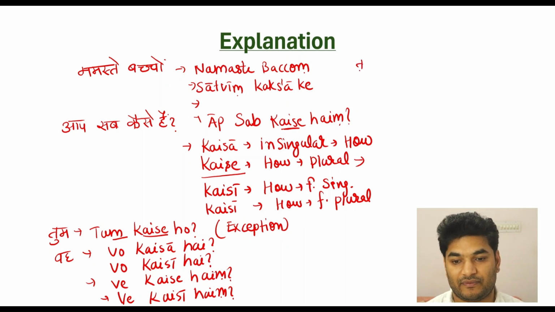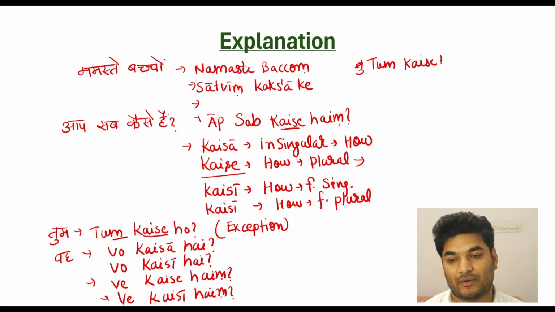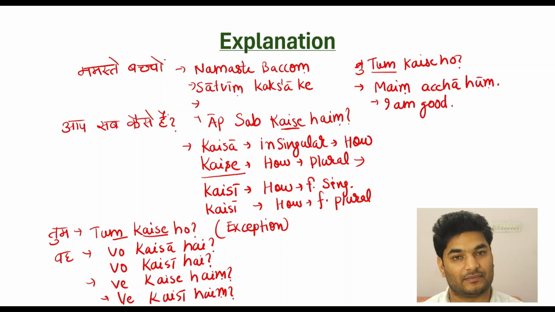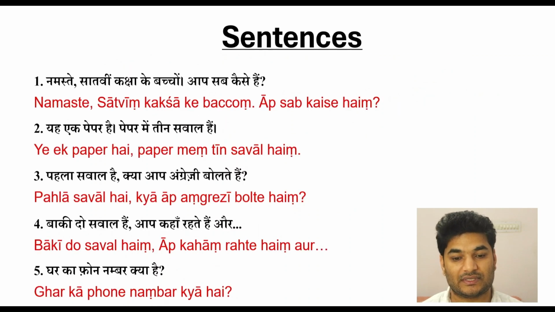Alright? So if we ask how are you, then you ask तुम कैसे हो. I prefer writing in transliteration so that you can understand. तुम कैसे हो. How are you? How will we reply this question? मैं अच्छा. अच्छा we have already seen, right? मैं अच्छा हूँ. I am good. This is how we answer this question. Here Raju is asking the students, आप सब कैसे हैं. How are you guys? How are you all? Okay. Next question.